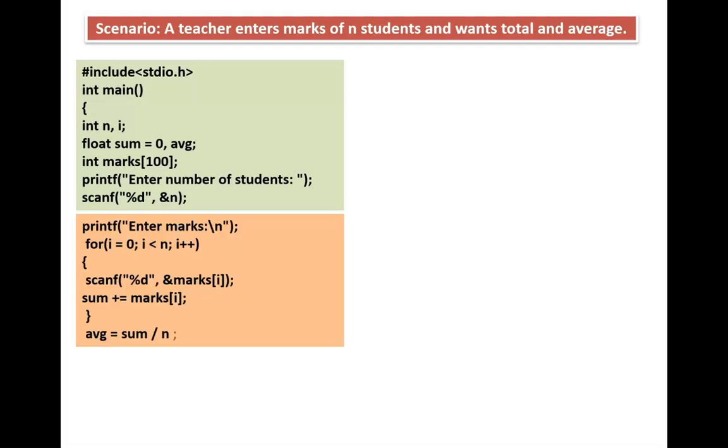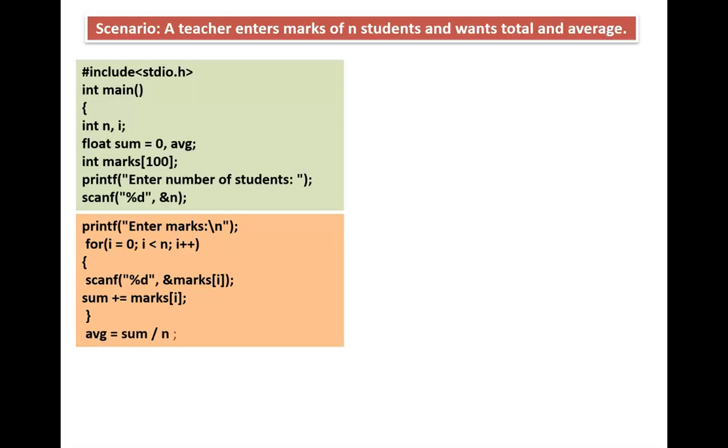Next, printf "enter marks". So now I'm asking the user to enter the marks. How should I do that? I should use a for loop, and inside the for loop there should be a scanf. For (int i = 0; i < n; i++). Look inside the for loop, I have a scanf which reads scanf("%d", &marks[i]). And then immediately after the scanf, I calculate sum as sum += marks[i], which is nothing but sum = sum + marks[i].